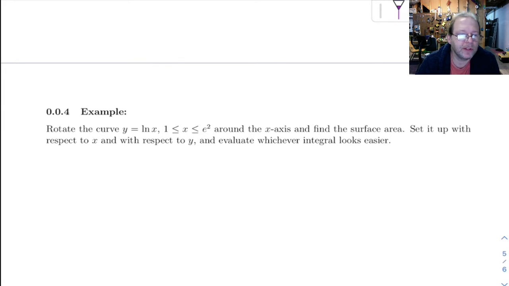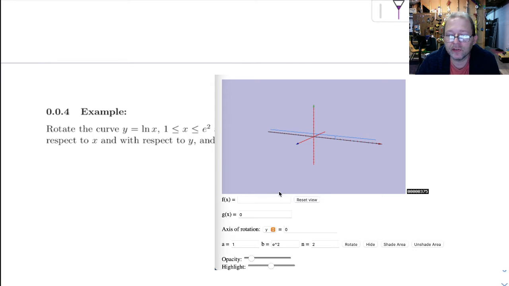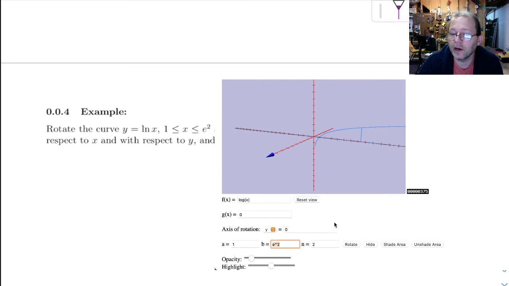All right, so first up, let's graph this. If we look at this on here, to put in ln x, I have to call it log. For whatever reason, this uses log to mean the natural log. So anyway, we're going from 1 to e squared, and e squared is there.